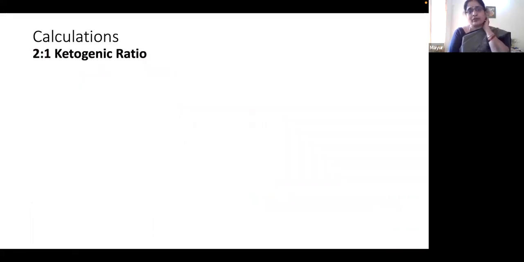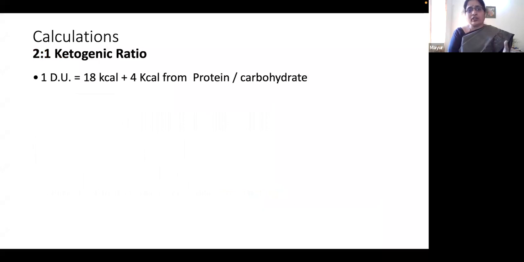Next slide. So we talked about the 1:1 ratio. In the 2:1 ratio, the same pattern has to be followed. All we need to do is double the fat because it is 2:1. So we multiply 9 by 2 instead of 1, and you get 18. That will give 22 kilocalories per dietary unit. Then again, that much has to be divided into the total number of calories recommended per day. Then again per day carb, protein and fat, thereby calculating the per meal carb, protein and fat. This gives the actual keto ratio per meal or snack.